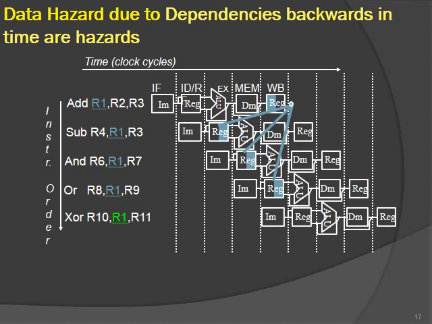So we can explain the data hazard in the form of our clock cycles. The first instruction is an add instruction. In the fifth cycle, the result of the first instruction is calculated and returned back to the register. The same result is used by the subtraction instruction in the next section.